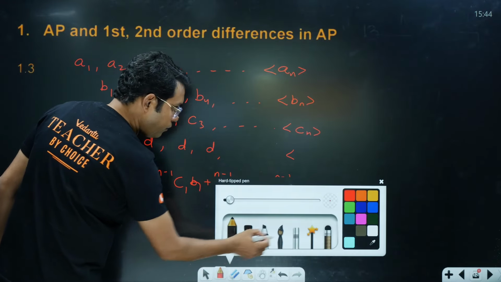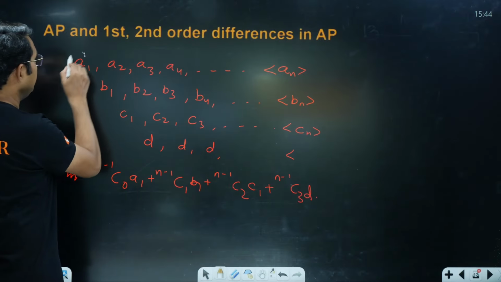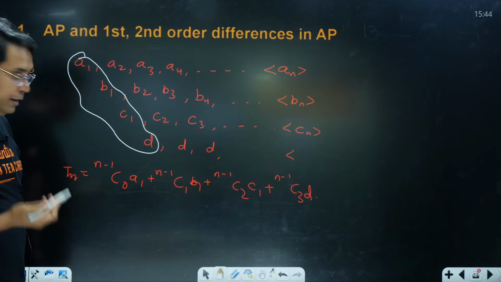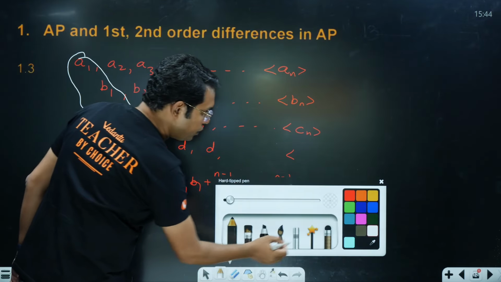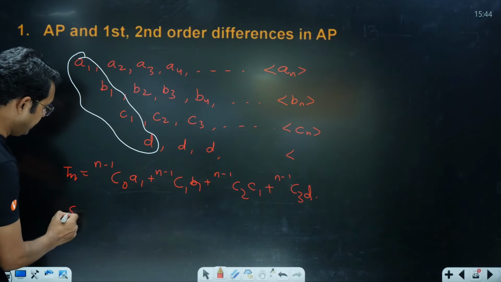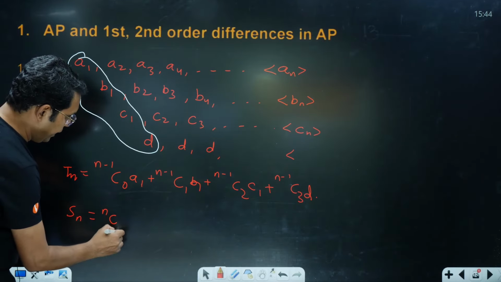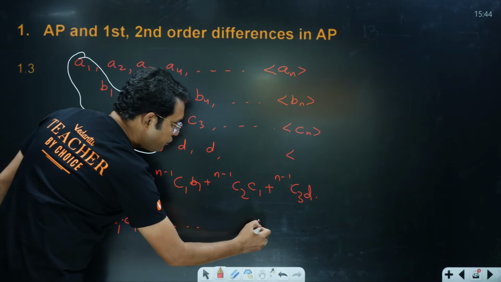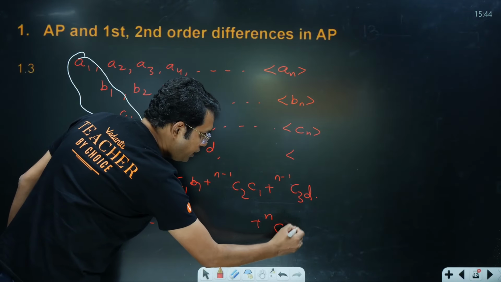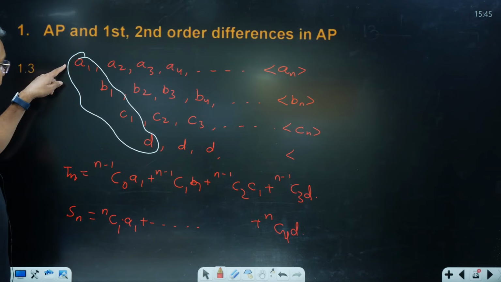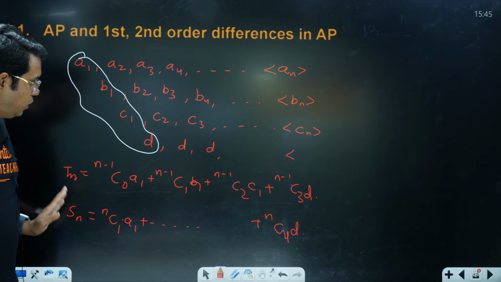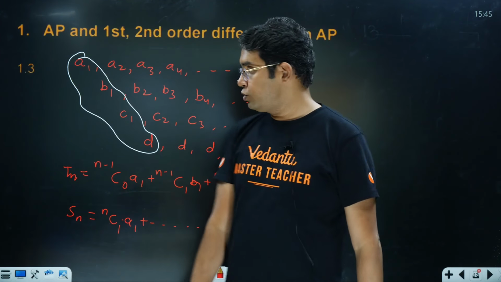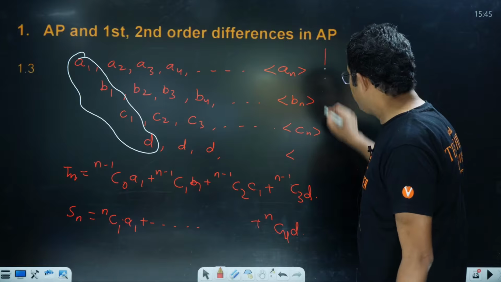What we have done is taken the initial terms of these 3 sequences. Same way you can do it for Sn also. Let me not write it completely, I'll just write the first term, NC1 into A1 and so on. What will be here? I think NC4 into D. NC1, NC2, NC3, NC4. All the terms will be multiplied like this. I have written these things in my session notes also, you can go through that also. So that is one method.